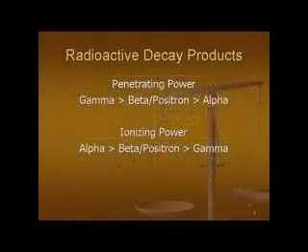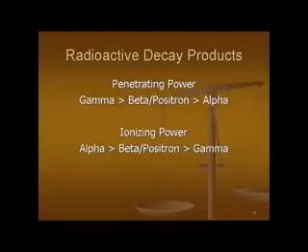I want to review just one more time the penetrating power and the ionizing power of these radioactive decay products. In terms of penetrating power, the gamma radiation has the most penetrating power. A beta particle, which is an electron, and a positron have equal amounts of penetrating power, and an alpha particle has the least. In terms of ionizing power, and ionizing power means the ability of the particle when it strikes something to remove electrons from it and cause it to take on a charge.